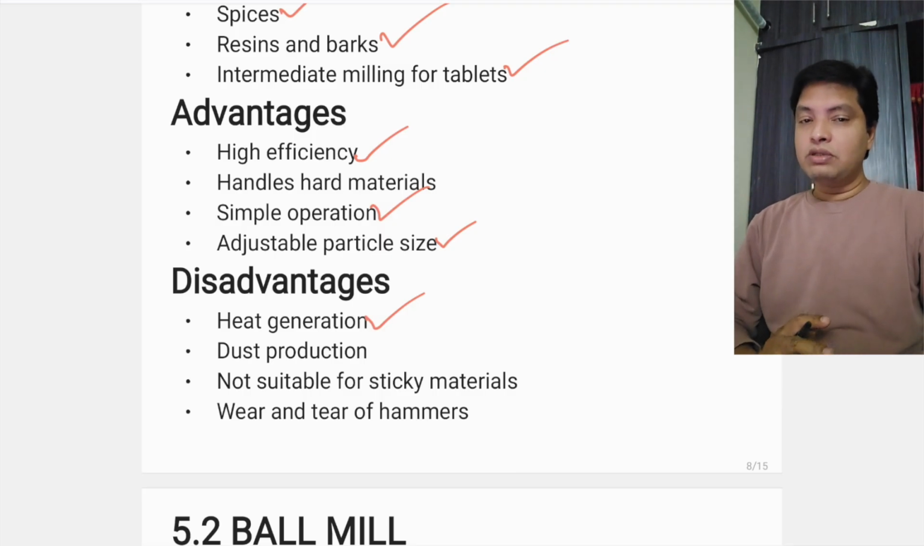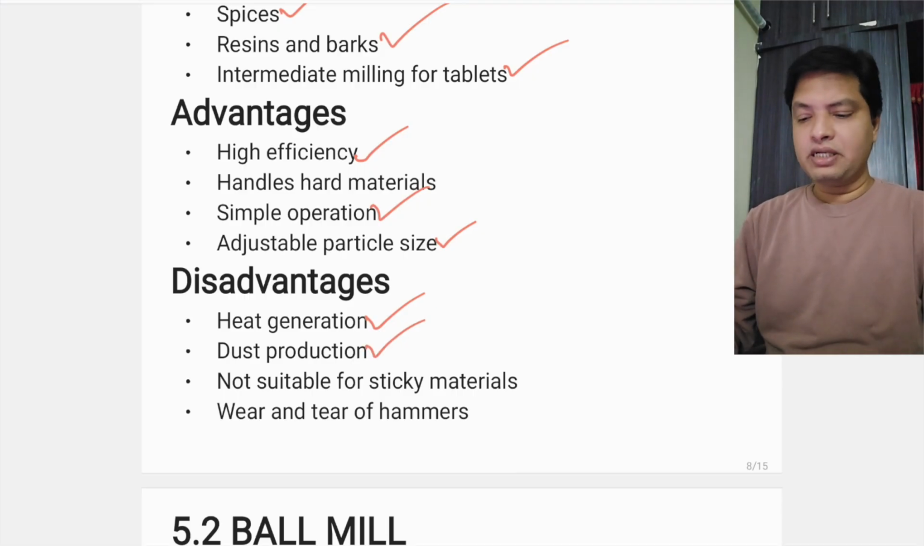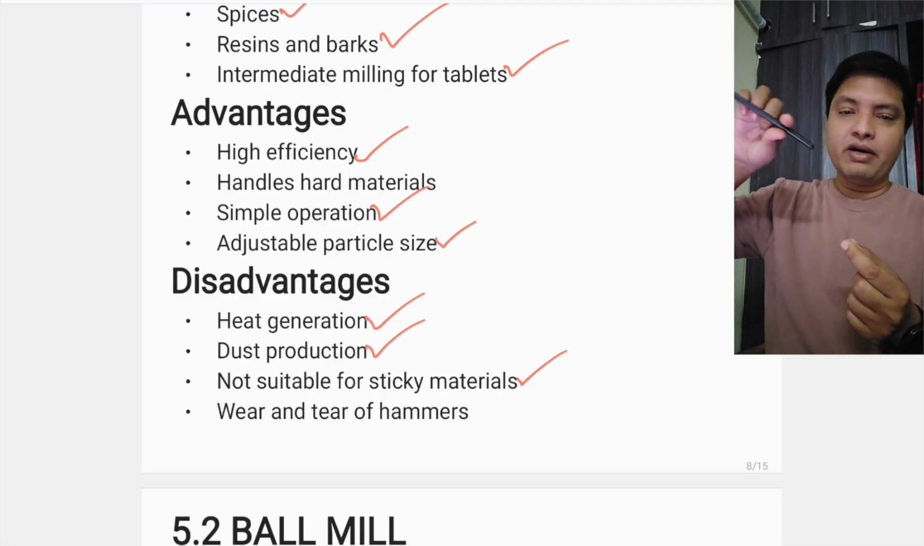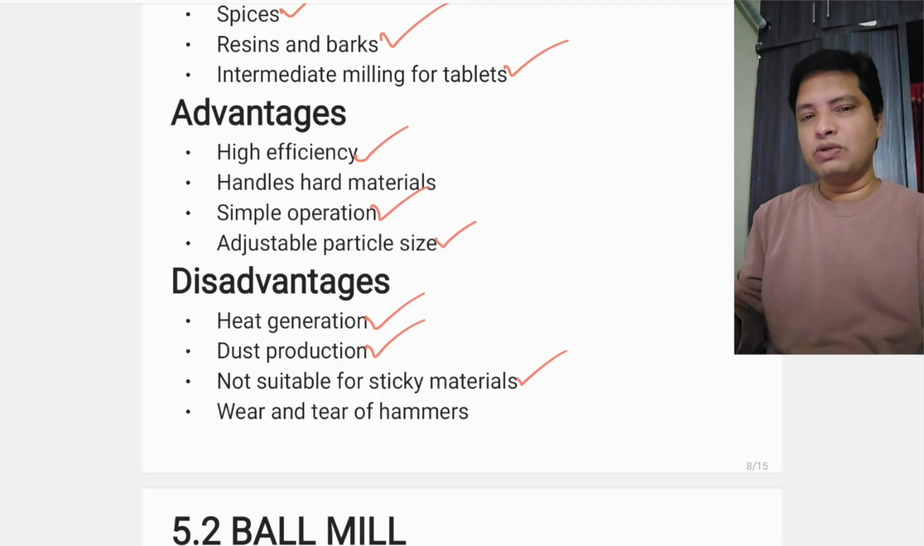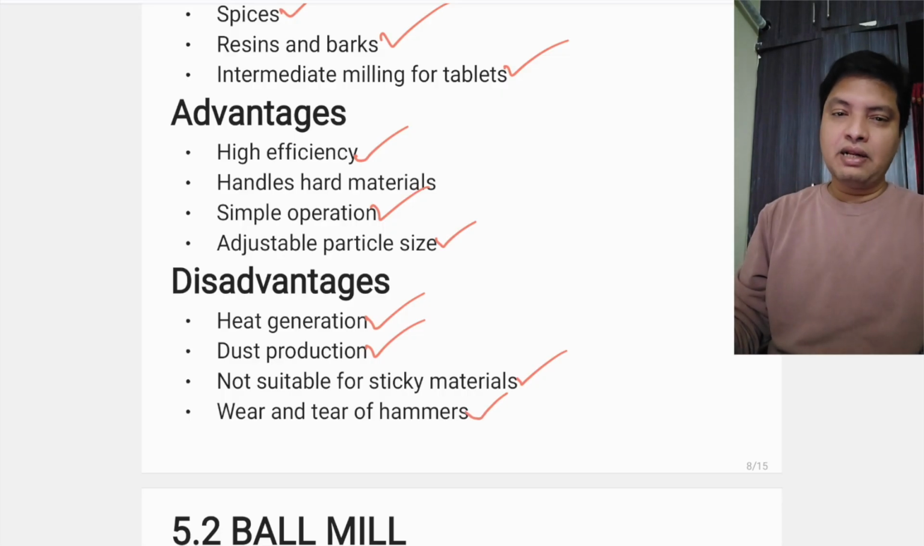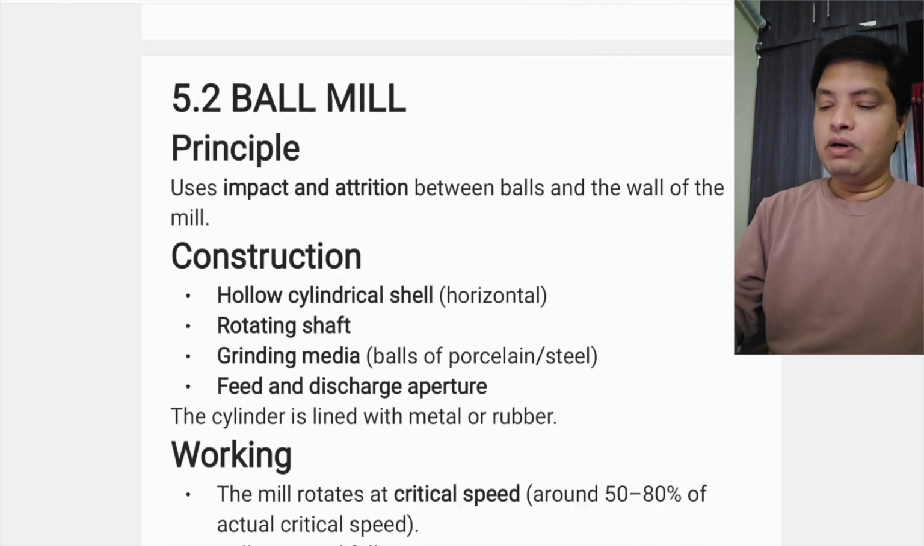So you can't use thermolabile drugs here. More dust production, not suitable for sticky material. The material will stick to the hammer and it will be continuously rotating, so it is not suitable for sticky material. Obviously, because hammers are there, wear and tear will be more. Next we'll see about the ball mill.